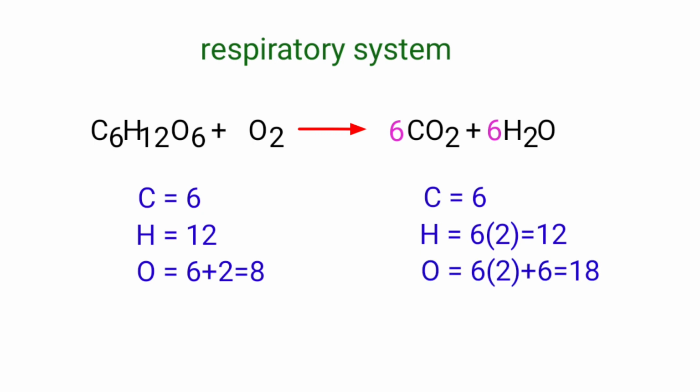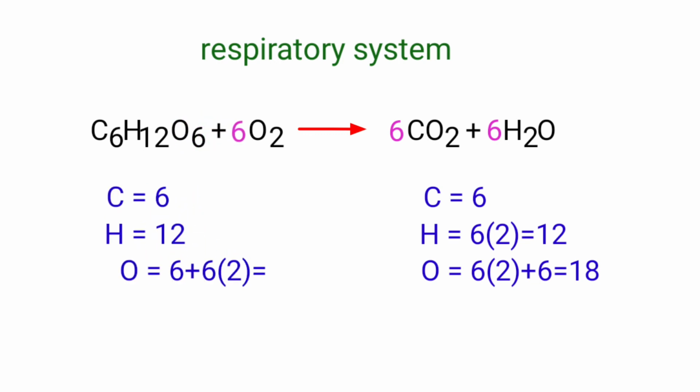Now we need to balance the oxygen atoms. To do this, we need to put a coefficient of 6 in front of O2. The equation is now balanced. There are 6 carbon atoms, 12 hydrogen atoms and 18 oxygen atoms on both sides. In this reaction, energy is released. This is called ATP.